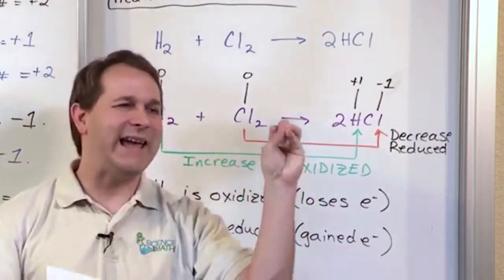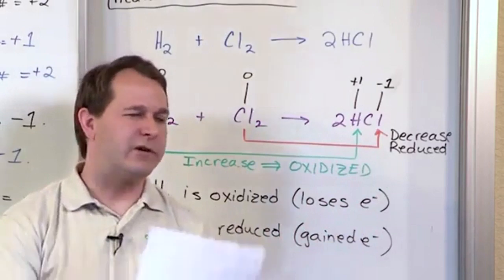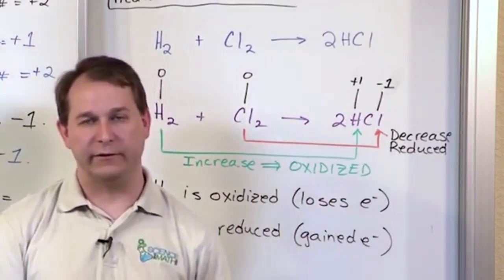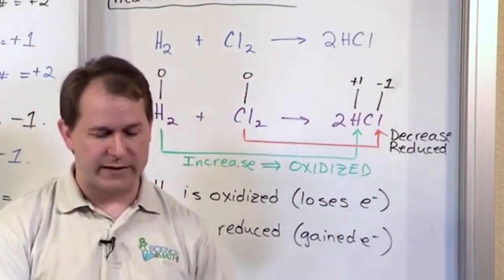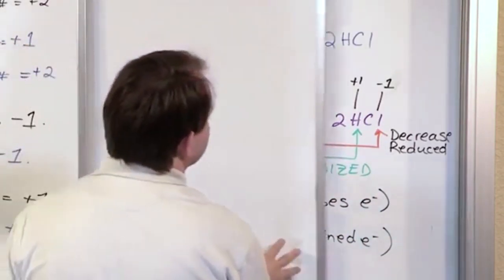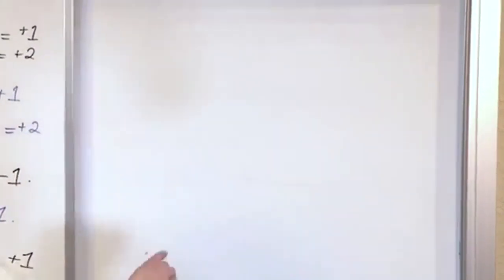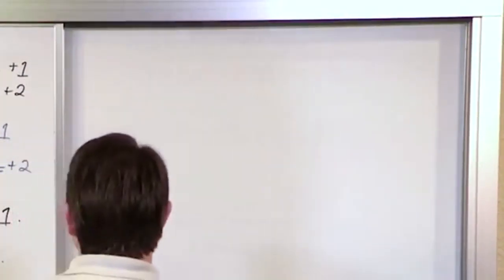All you're looking for is a gain somewhere and a loss somewhere, and that's mostly what you're concerned with. We'll talk more about that when we get to balancing equations in a little bit, but I want to make sure and point that out. So the next thing we're going to do is a little bit more complicated example of a different reaction where we're going to try to identify what's being oxidized and what's being reduced.